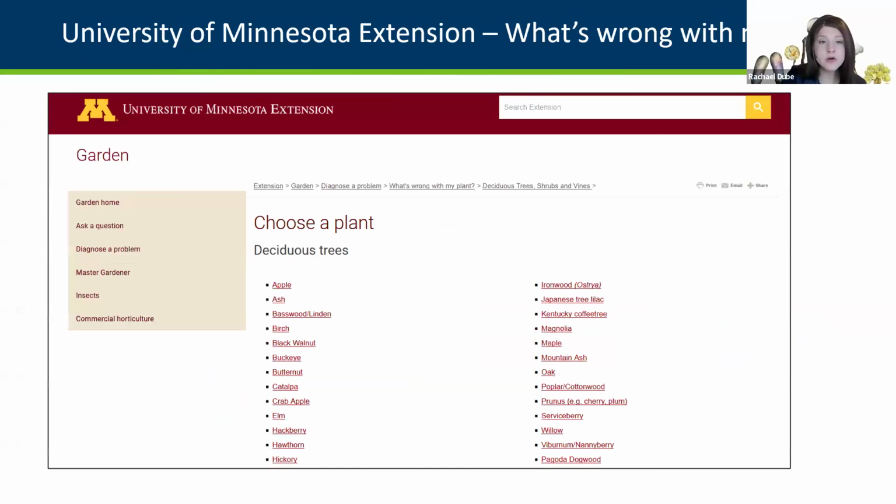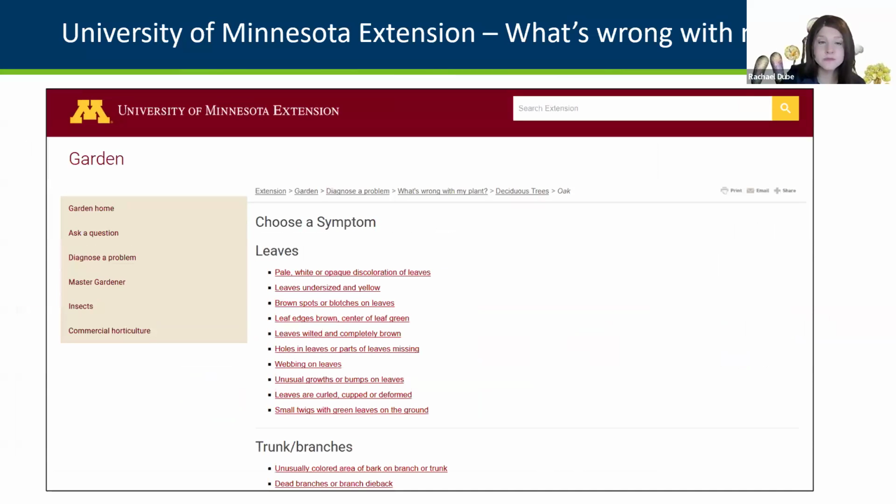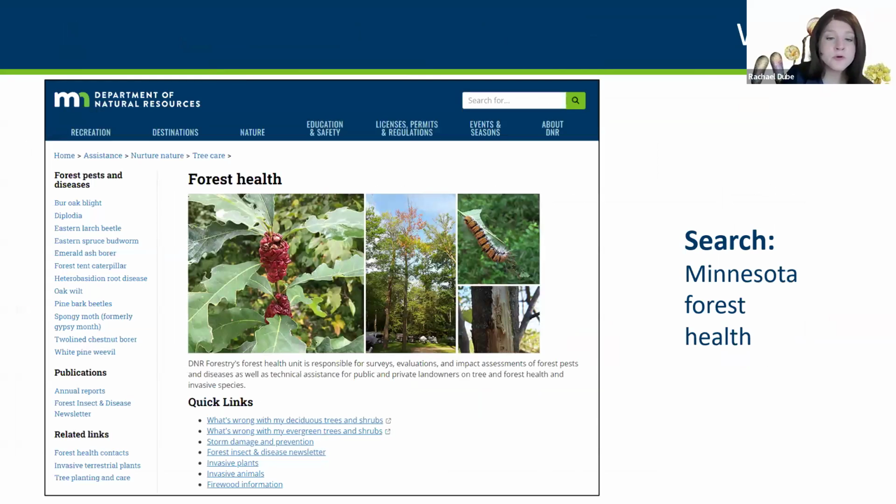You want to select oak here, and then you can go through symptom by symptom and try to determine what you're dealing with. You can also take a look at our forest health website. We do have pages on oak wilt and two-line chestnut borer. We're also hoping to put up an oak decline page in the future.